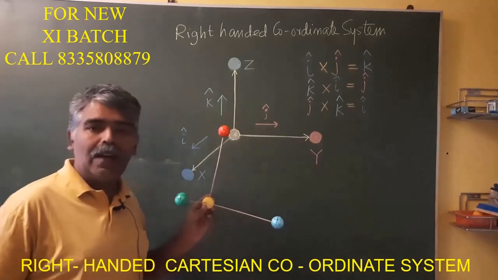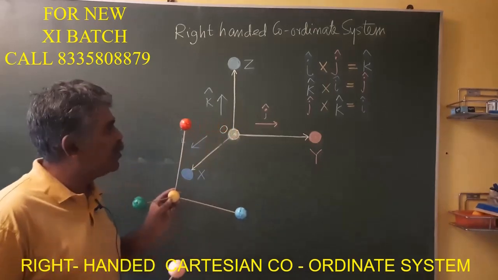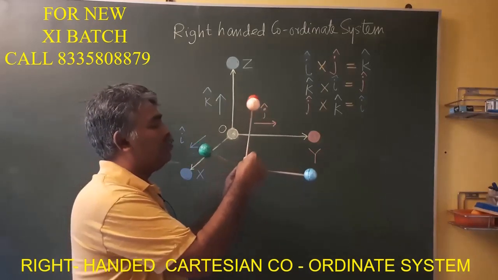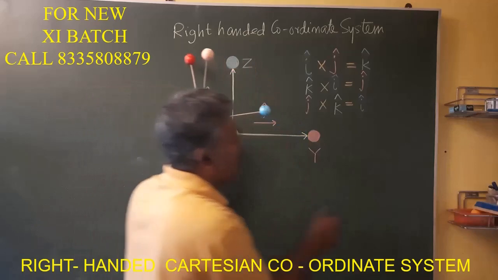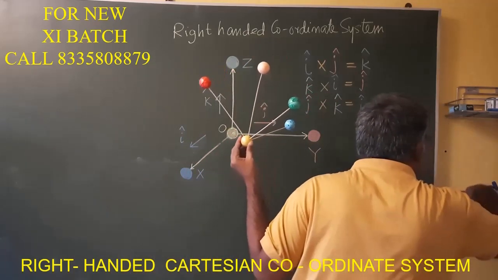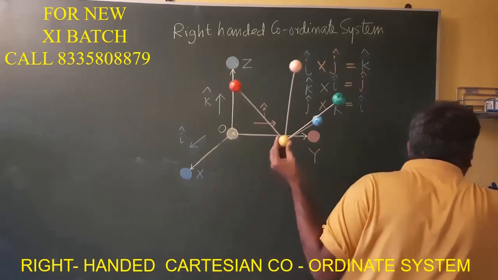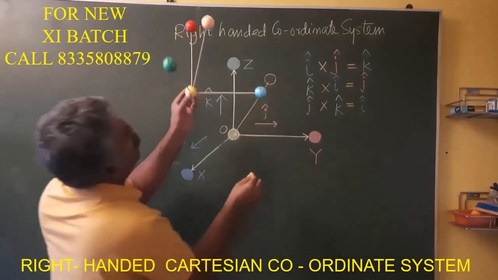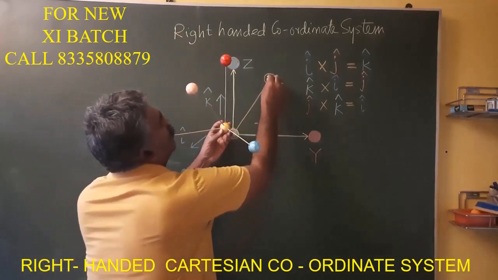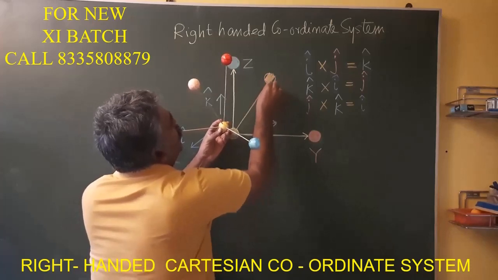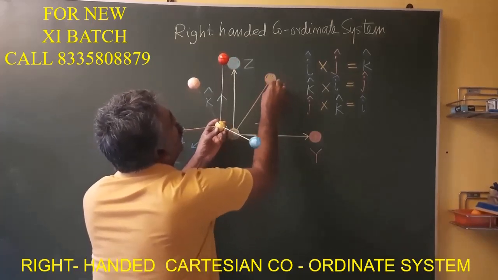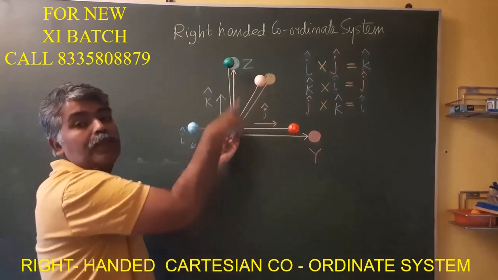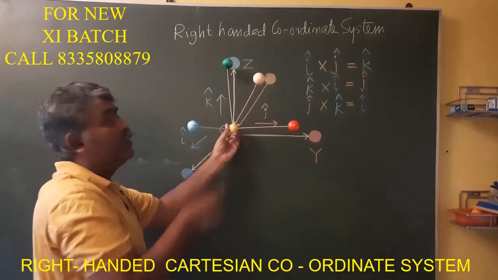Now, let me explain a little thing further. I want to add this. Suppose you take a vector, any vector, and if you place it like this. This is a vector. Let me draw it. Just wait. Suppose this is the vector. When you draw it in your copy, you draw it like this, but actually it is this. Okay, actually it is this.